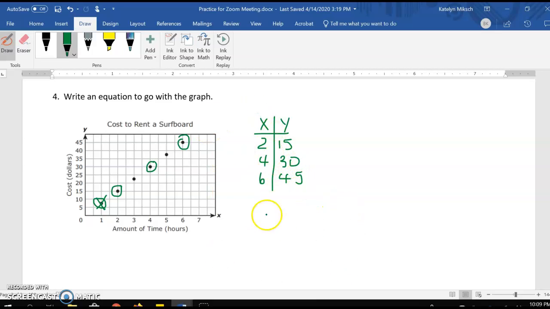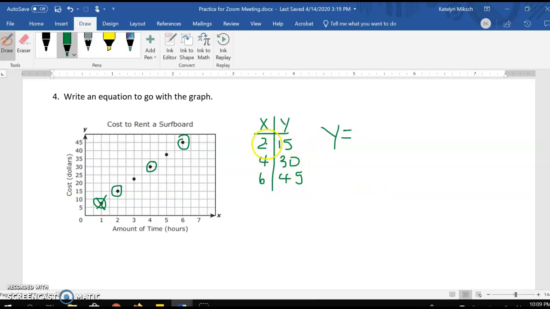So remember, X is input, Y is output. So we're starting with 2, we end up with 15, 4 to 30, 6 to 45. Our numbers are growing, which tells me I am either adding or multiplying by something. And remember, we always set up our equations with Y first. So what is happening to X to get us to Y?